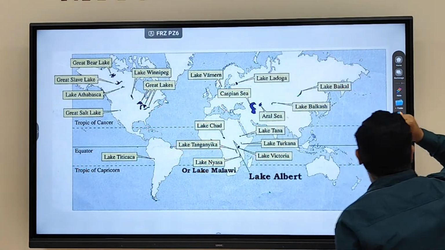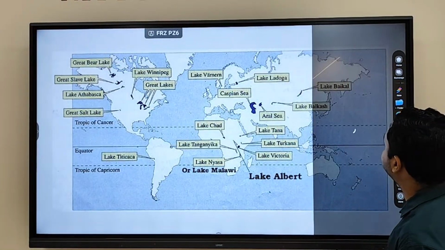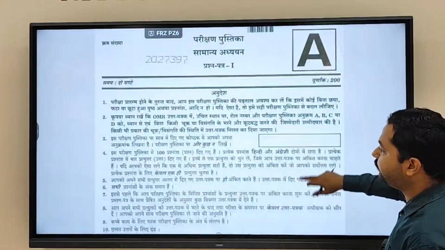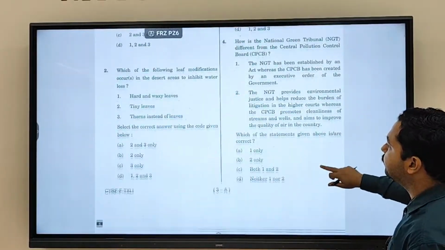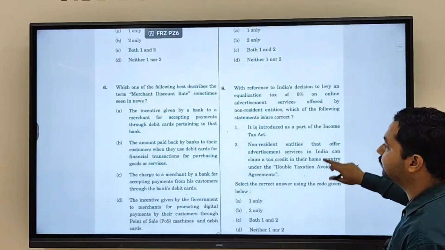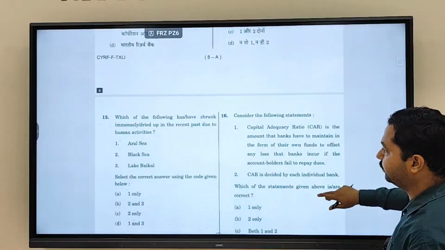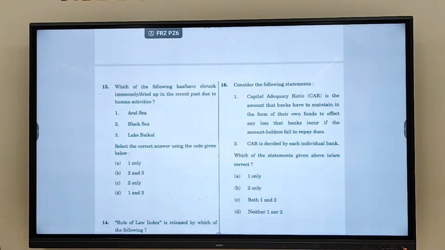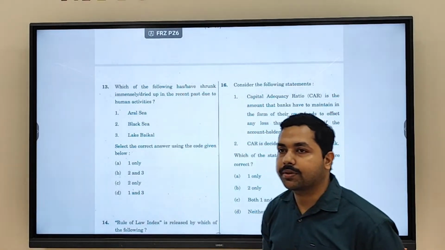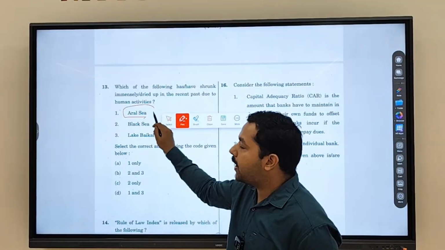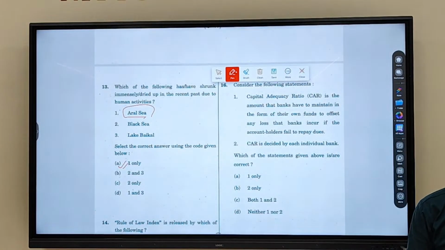Fine. So what question has been asked in the examination? Which of the following have shrunk immensely, dried up in the recent past due to human activities? Option A, Aral Sea. Clear? Aral Sea is mentioned, Lake Baikal is mentioned, Black Sea is mentioned. So which one we discussed is shrinking? It is the Aral Sea. It is shrinking in size due to human activities.